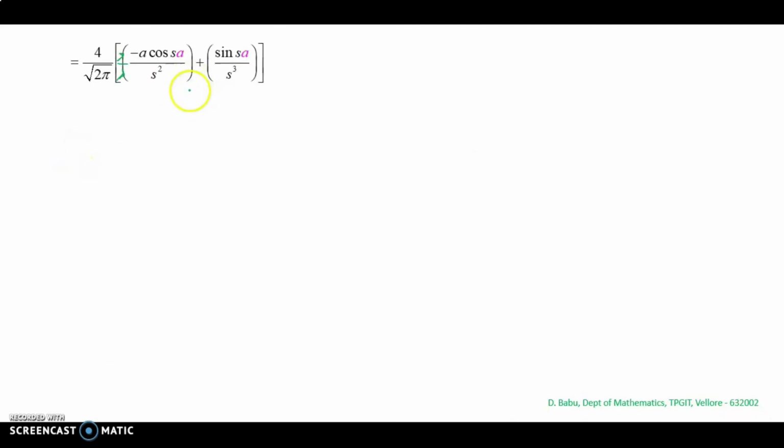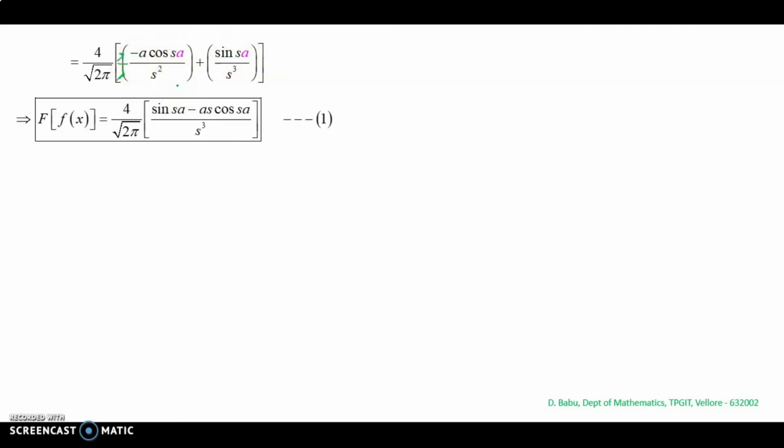Okay. So now take LCM s cube. So here s square, for s cube we need s. So multiply and divide by s. So s by s, so s into s square is s cube. So take LCM s cube. So 4 by square root of 2 pi. So s cube is common, so take common. Next, for the first positive term, sin sa. Next negative term, minus as cos sa. So therefore the Fourier transform of f of x equal to 4 divided by square root of 2 pi, (sin sa minus as cos sa) divided by s cube.